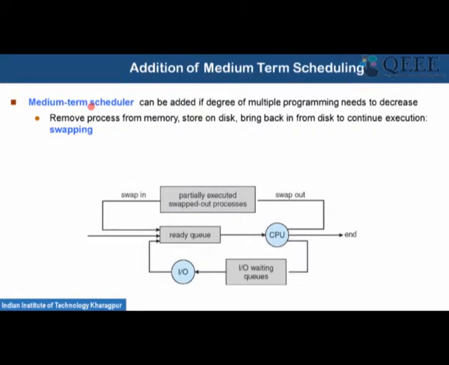Then we have something called a medium term scheduler. It is not applicable for all types of operating systems. Rather, this medium term scheduler is utilized in the case of a mainframe computer, large scale data center, cloud computing, or this kind of server computing environment, where you can add a medium term scheduler if you want to dynamically change the degree of multiprogramming.